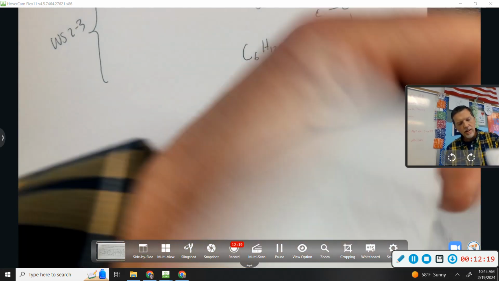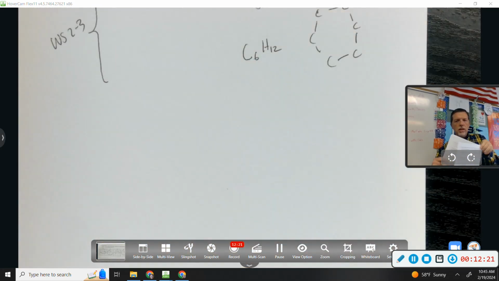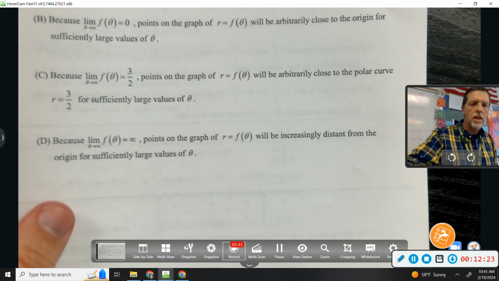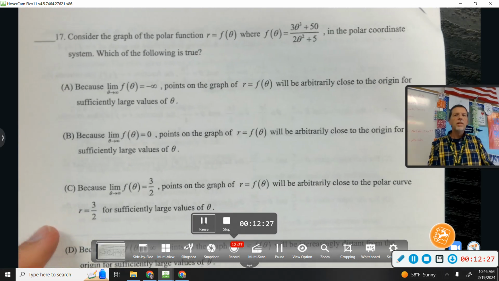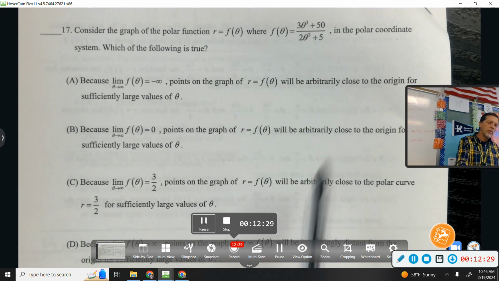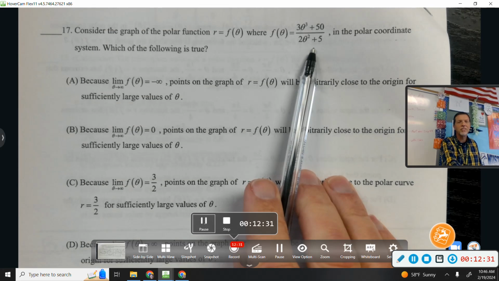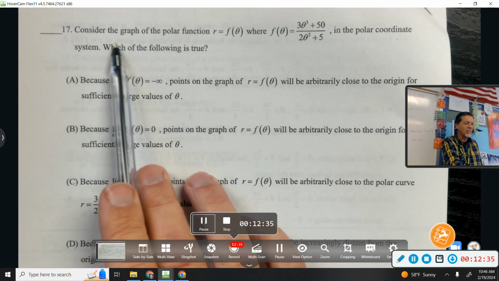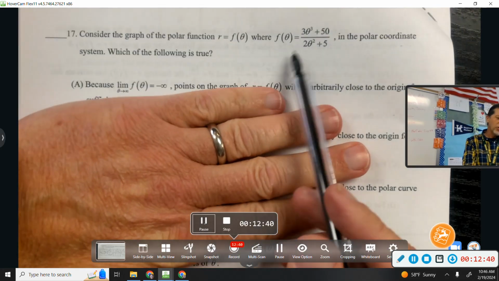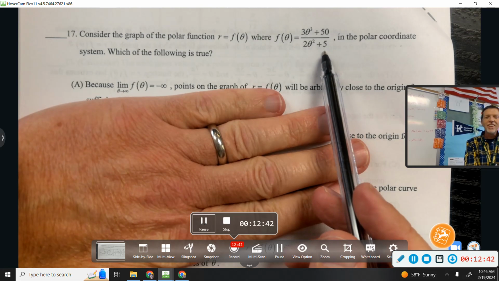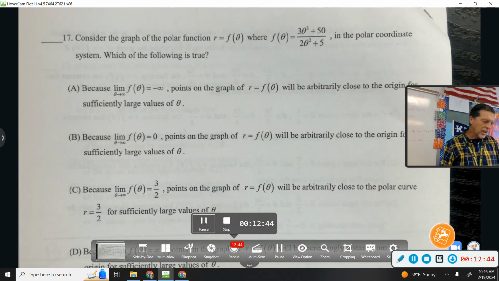Number 17. Oh, that's definitely an AP type question because I have no idea what that graph looks like. And it's extra challenging or confusing maybe. Consider the graph of that. If you don't look at your answer choices, you're like, I don't know what the graph of that looks like. But look at my answer choices.